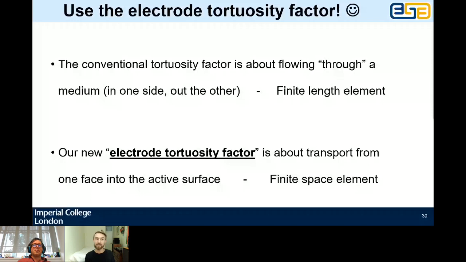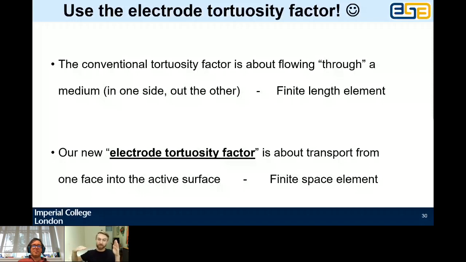It has some slightly uncomfortable features. One of those features is that it can have a value less than 1. So in the conventional tortuosity factor, the minimum value of tortuosity factor is 1. That's a direct path from the top to the bottom, as it were. Our system, if you think about a transmission line model or a columnar pore going directly through a microstructure, that is tau or tau E, the electrode tortuosity factor. That is tau E equals 1.